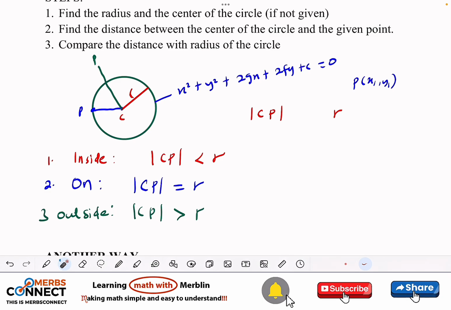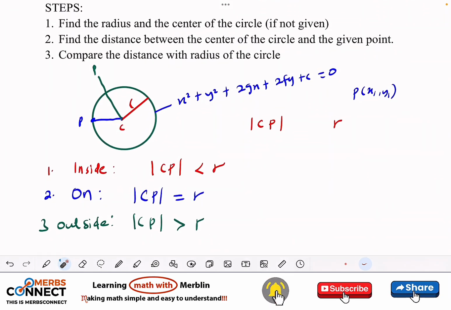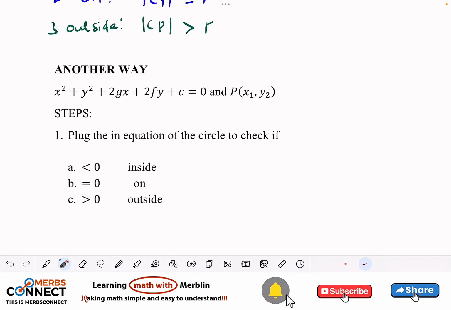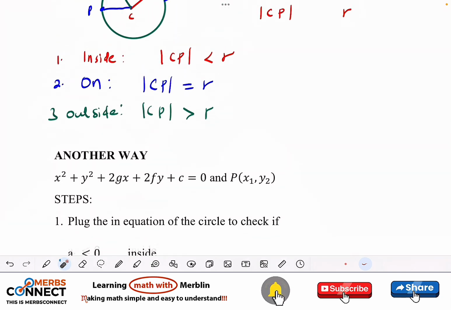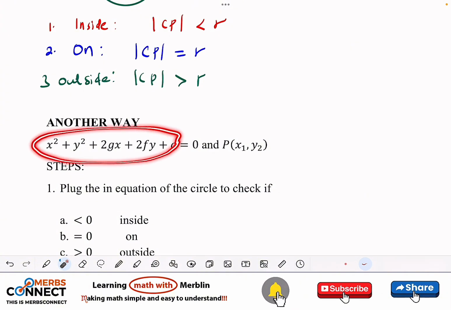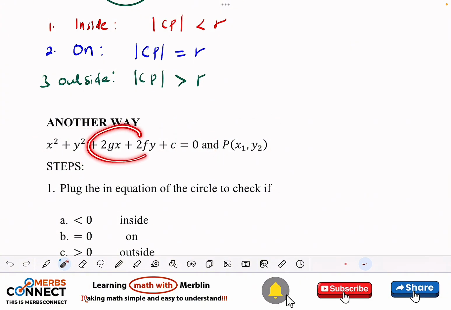Always there is a shortcut. So somebody is asking, what if it is objectives and I need to have a shortcut? Yes, I'll give you the shortcut. So another way that we can do is, when I said they will give you the equation of the circle and then the point. So the equation of the circle is given and the point is given. For me, I don't want to find the center, I don't want to find the radius, but I want to get it right. So how am I going to get it right?